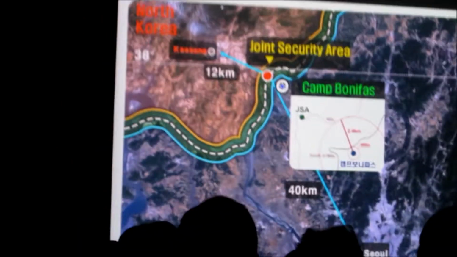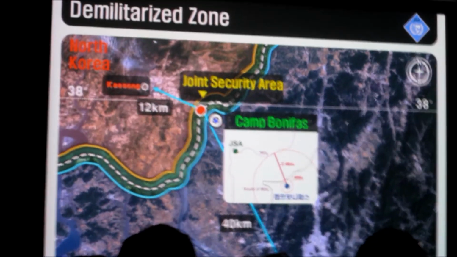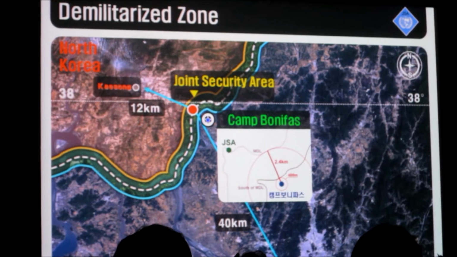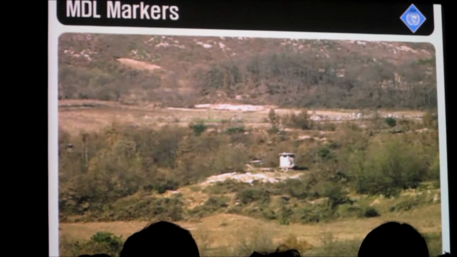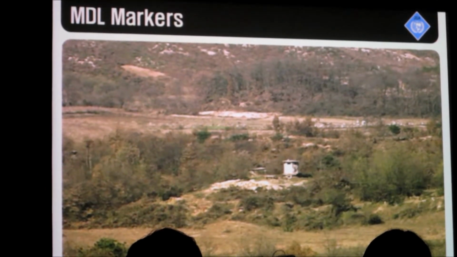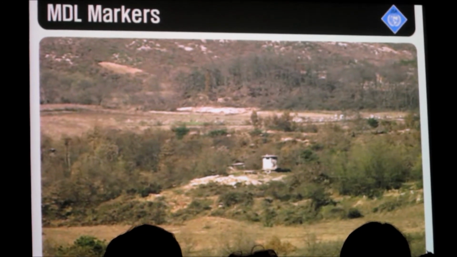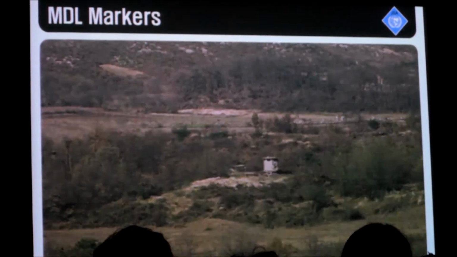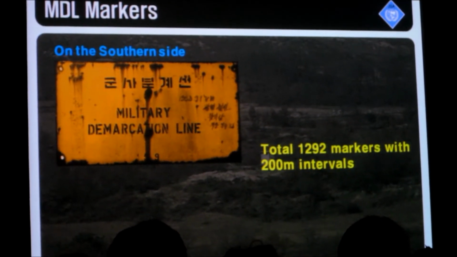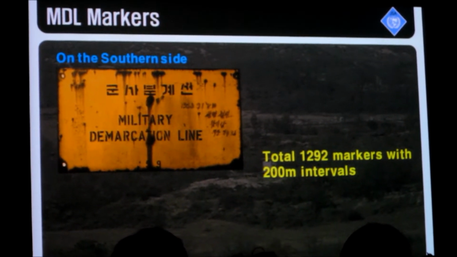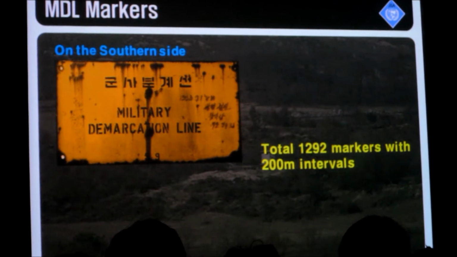Now, this is the city of Kaesong. It was the site of the original armistice talks prior to being moved to the Panmunjom, or what we call the Joint Security Area. Although the DMZ has become one of the most militarized locations in the world, the MDL itself has no fortifications. It is simply a series of 1,292 black and yellow panel markers that run from coast to coast and are spaced at 100 to 200 meter intervals.